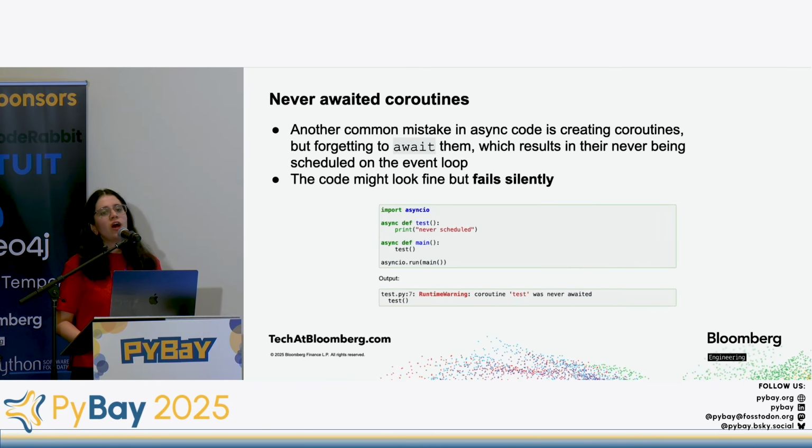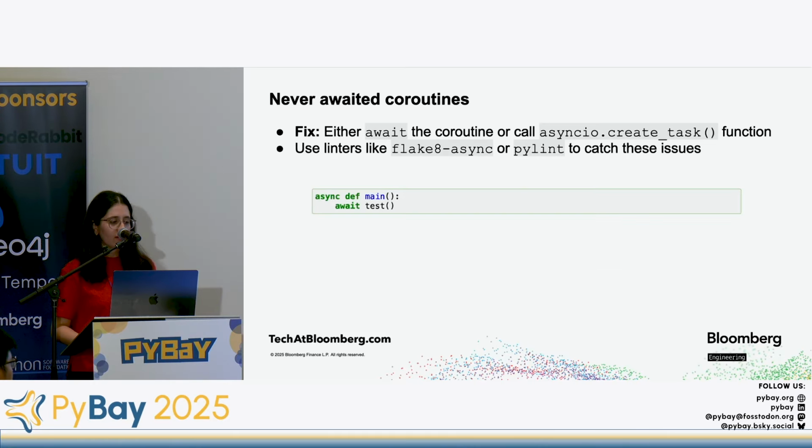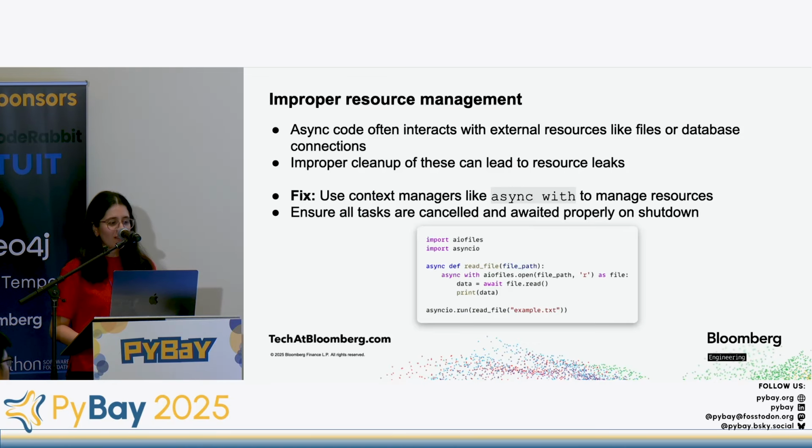The next one, which I have also personally encountered, is never-awaited coroutines. This results in the coroutines never being scheduled in the event loop, and the code might look fine, but it fails silently. The fix for this could be to use linters like flake8-async that help you catch these errors early on. And the most common fix is to await these coroutines.